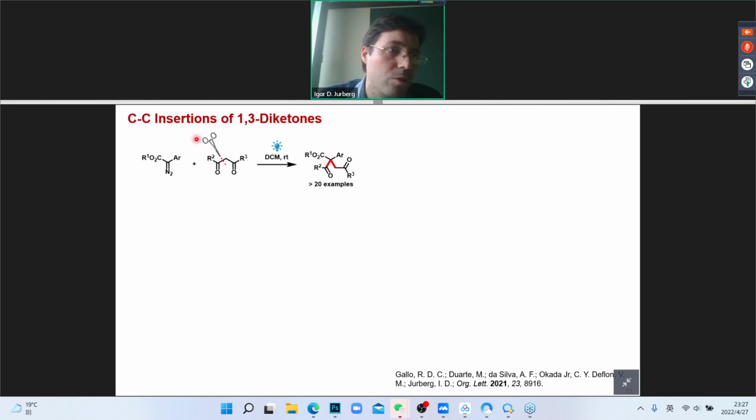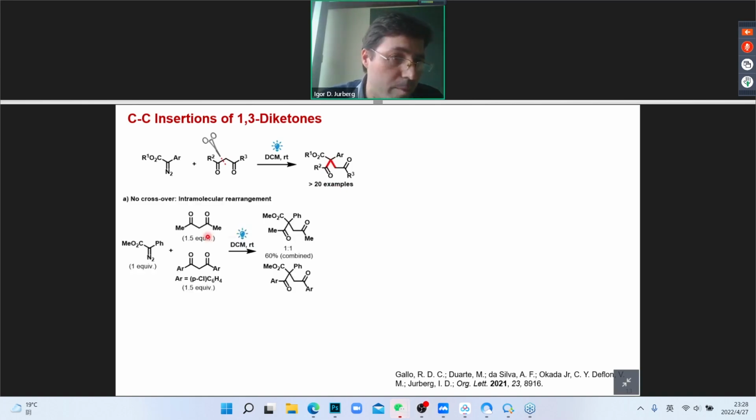Moving forward, we also studied these insertions into 1,3-diketones. So 1,3-diketones can cleave, or formally cleave, this CC bond. Here, with the carbene of the aryldiazoacetate, we have been able to produce a little bit more than 20 examples. In terms of mechanism, we studied a 1-to-1 mixture of symmetrical ketones, here containing two methyl groups, here containing parachlorophenyl groups.